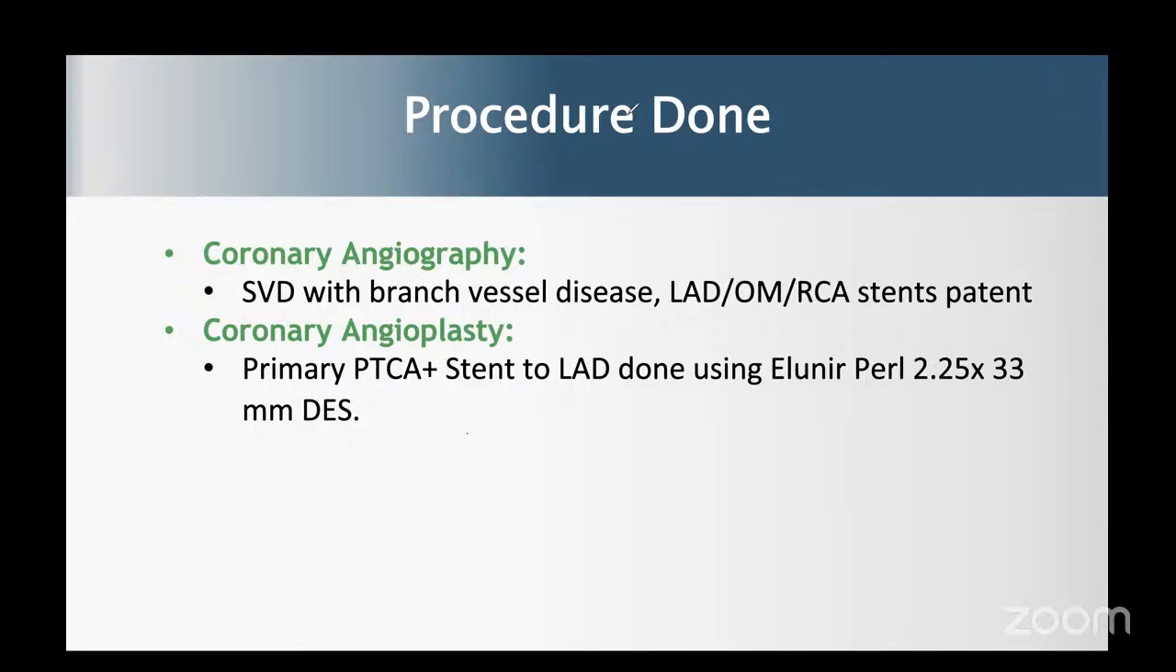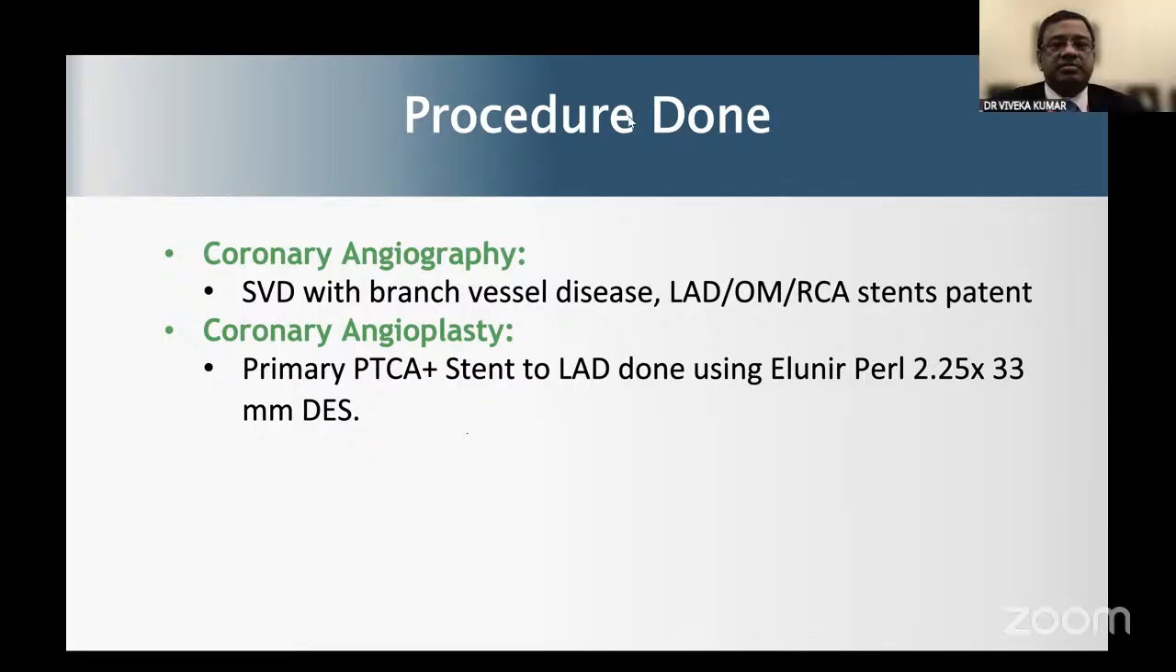I think your slides are not moving. Yeah, so I think we have done some.